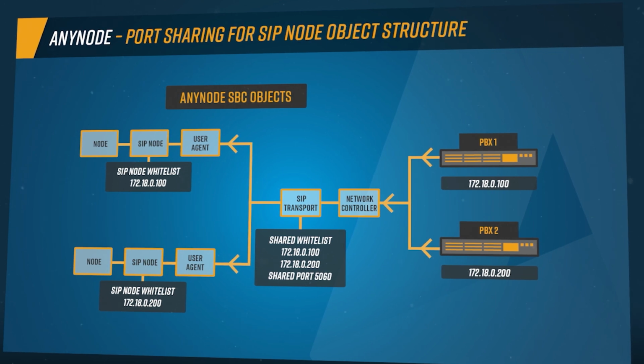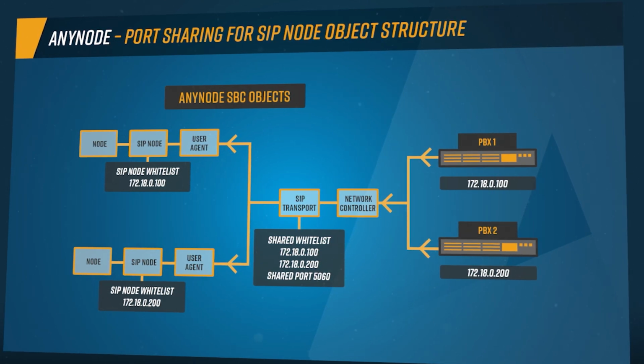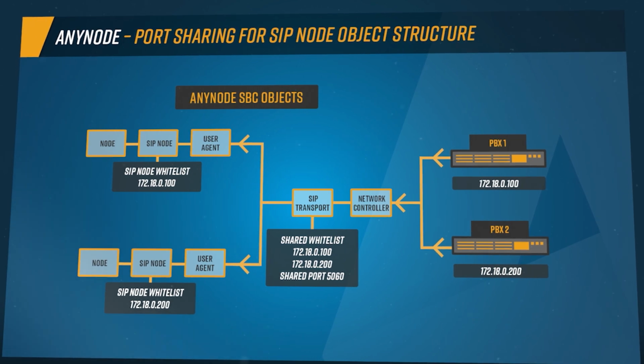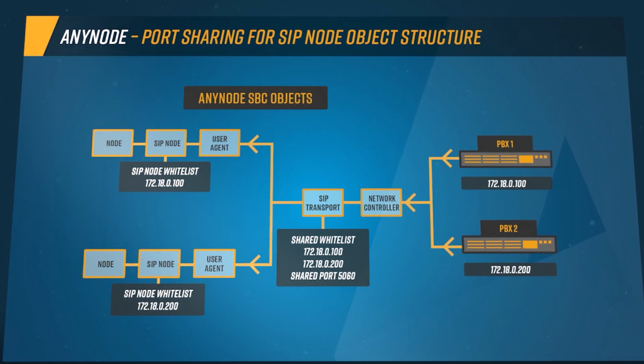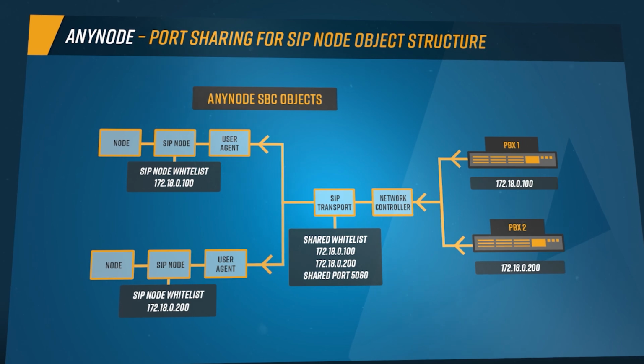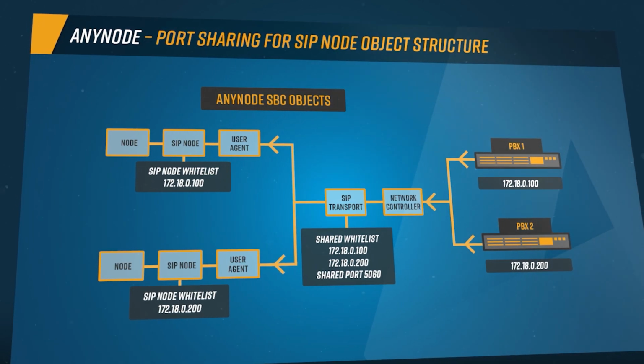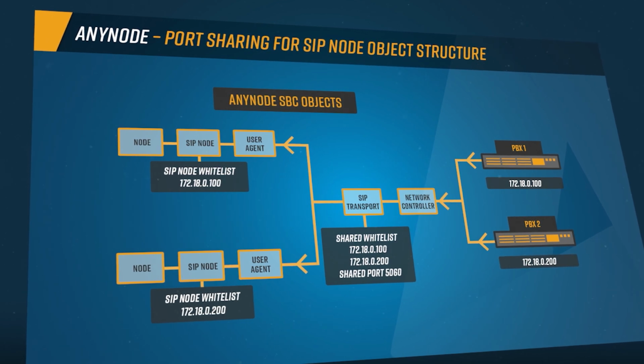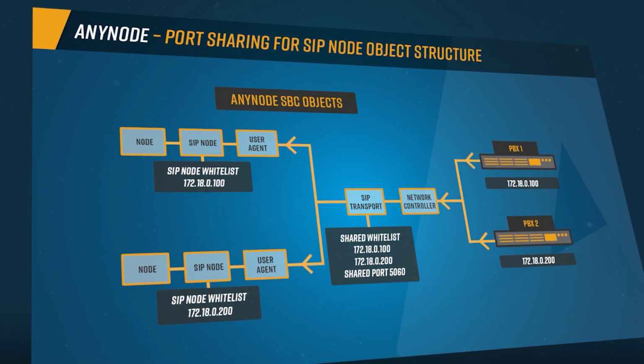For simplicity, we will first show the wizard-driven setup using the scenario wizard. In practice, it's more common to manually configure the nodes. Note that the wizard currently only supports routing through the whitelist method in the SIP node object. Before we begin the configuration, let's review the automatic entries that the wizard makes in the anynode object structure.